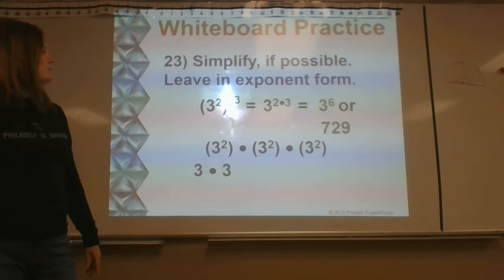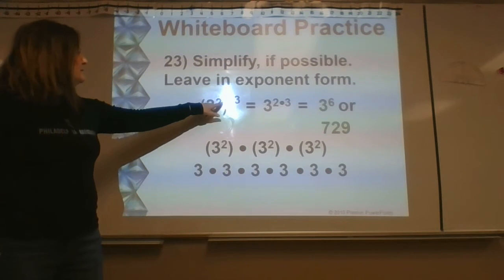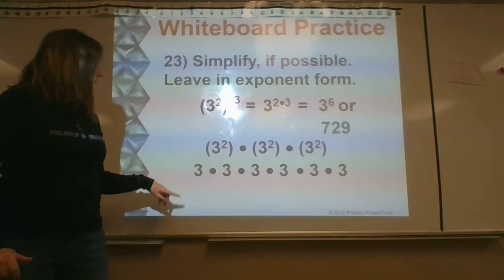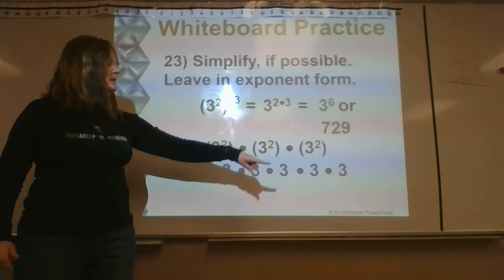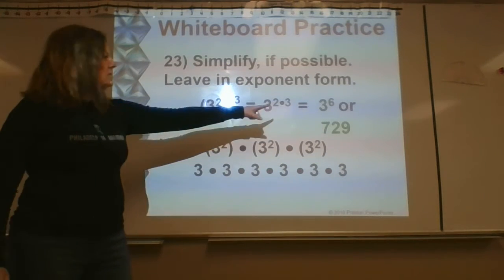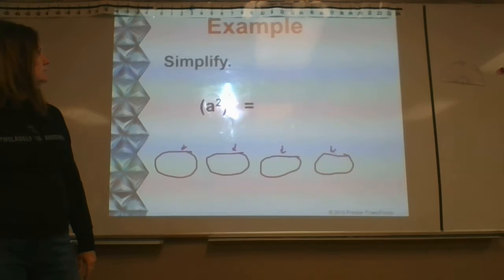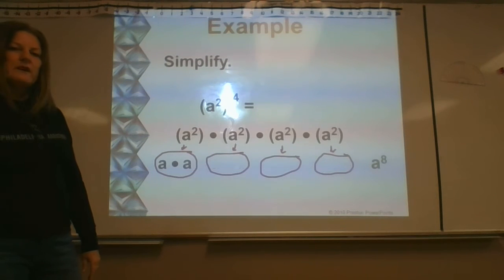3 squared to the 3rd power means we are multiplying this 3 times, 1, 2, 3, and then expanding each one, and we end up with 3 to the 6th, or 729.